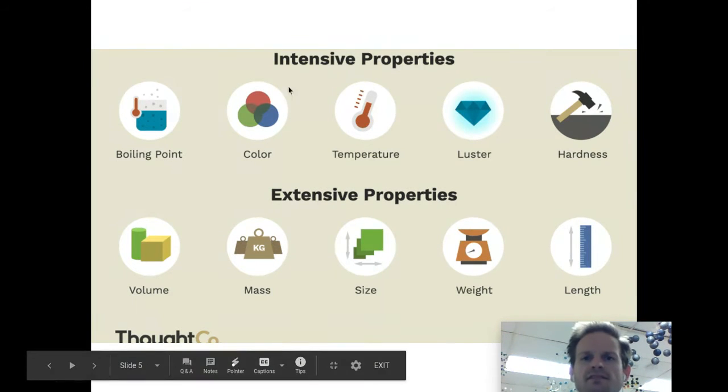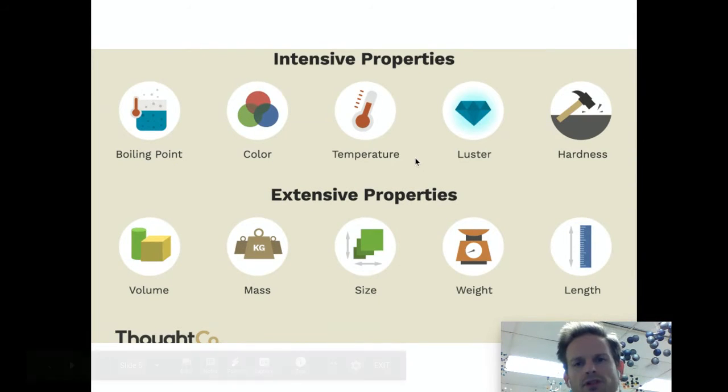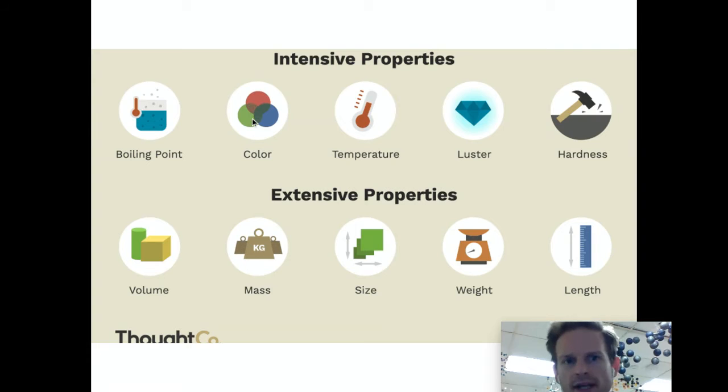And so an intensive property is something like boiling point, color, temperature, luster, hardness, right? It doesn't depend on what's there. The color of copper is always going to be the same unless we make a change to it. The boiling point of water is always going to be the same unless we decide to put something else in it, but that's changing it, right? And so those are always going to be the same, whether we have a crystal of salt or a big block of salt. Its hardness doesn't change, right?